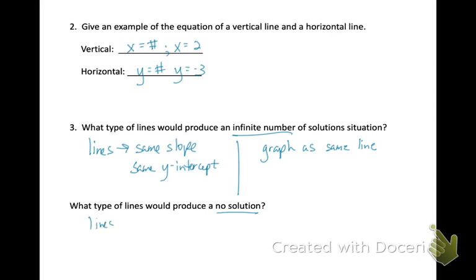What about lines that would have no solution? Well, these are lines that have the same slope. They're slanting the same steepness, but they have different y-intercepts. And lines in the same plane that do that, we call those parallel lines.